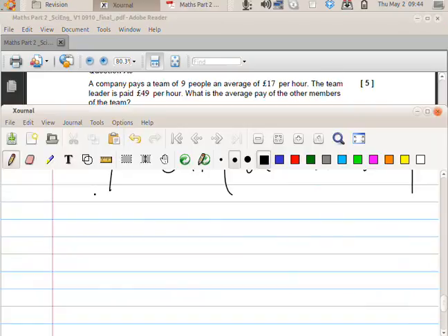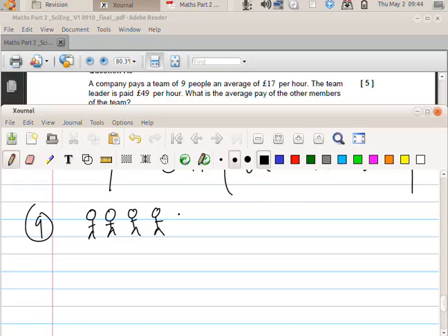Last one now. A company pays a team of 9 people an average of £17 an hour. The team leader is paid £49 per hour. What is the average pay of the other members of the team? So basically you have 9 people in the team. Here, look, I'll even draw the 9 people for you.